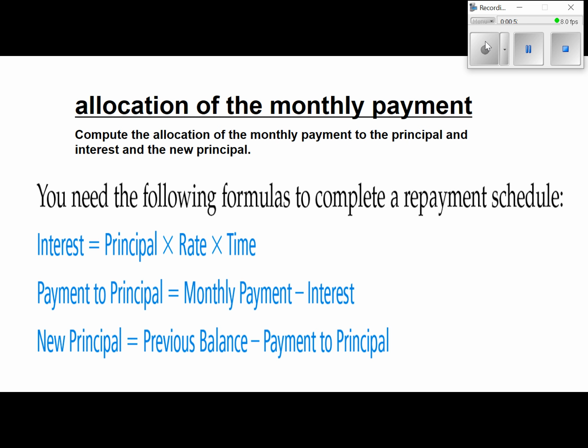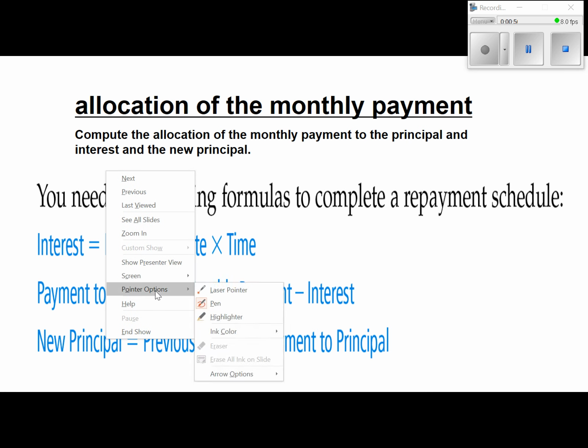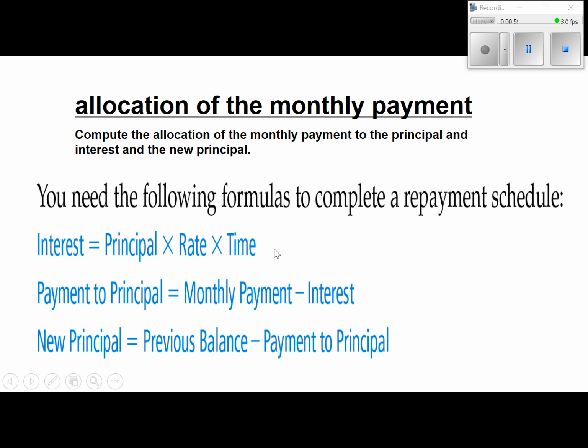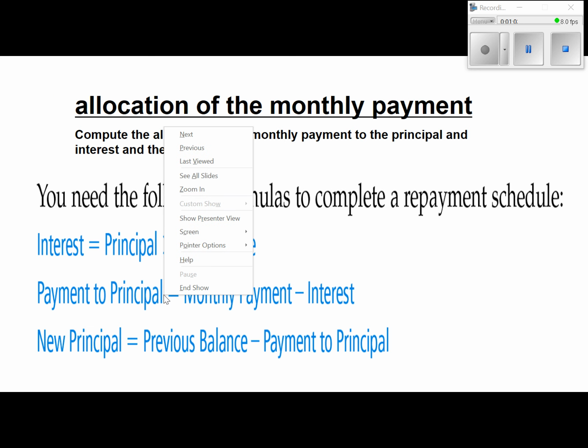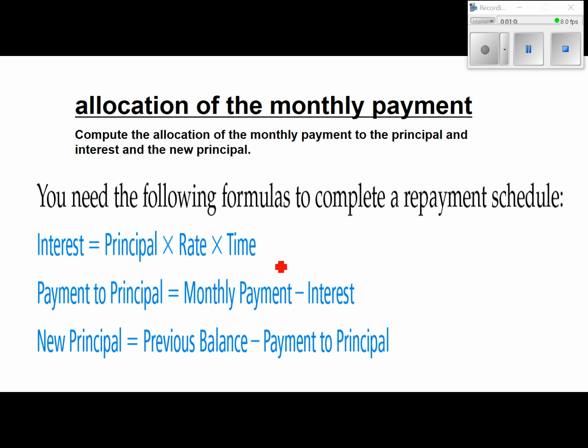So first thing, allocation of a monthly payment. Your allocation of your monthly payment. We've talked about this in the past. That's how much you actually pay.